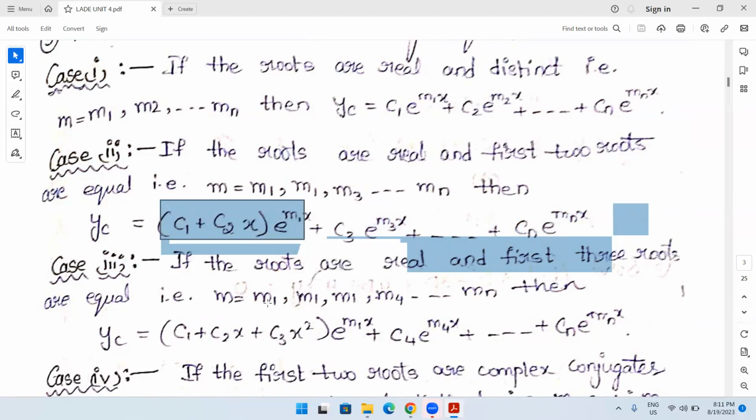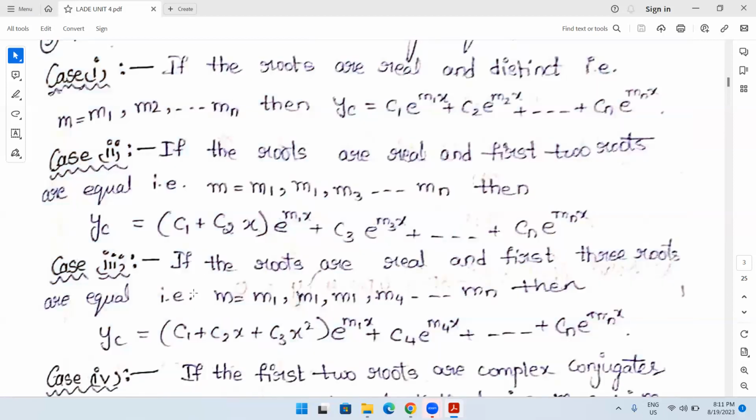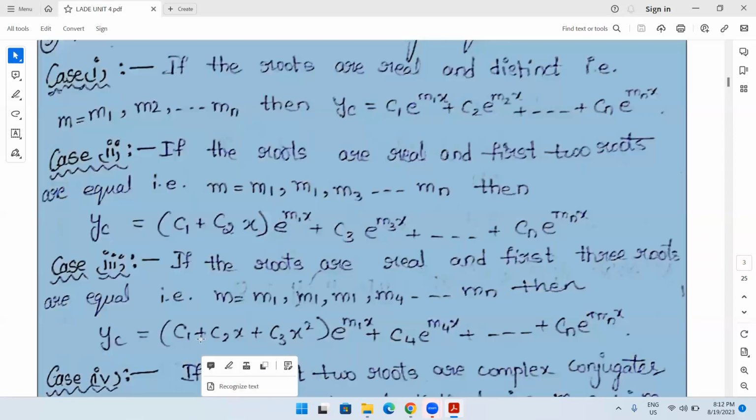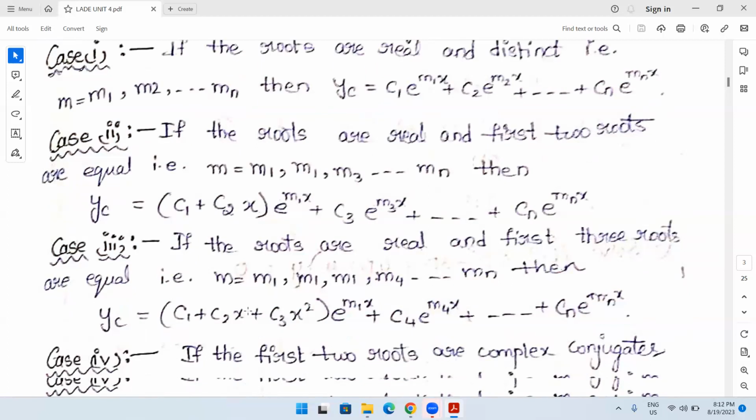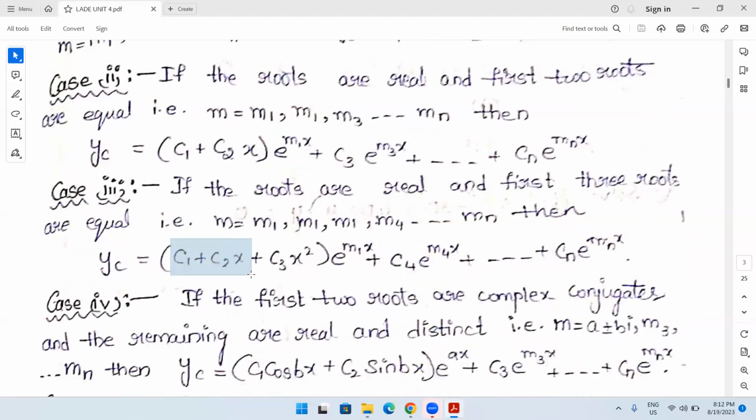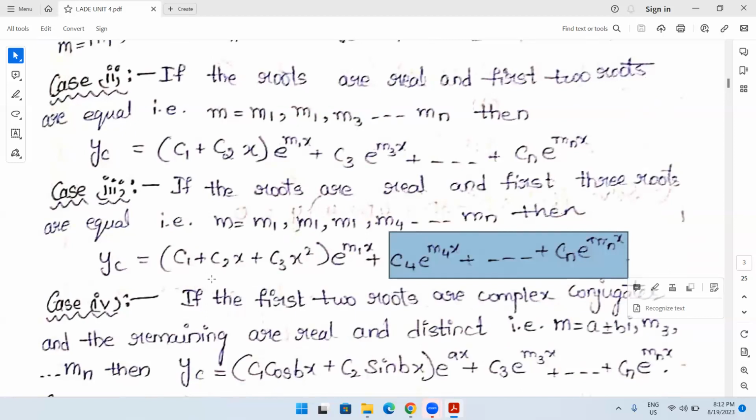The third case, if three roots are equal, the first three roots are equal, that is m2 is equal to m1 as well as m3 is also m1. So m1, m1, m1, and the fourth root onwards real and distinct. Then how do you write it? c1 plus c2x plus c3x square into e power m1x. So we write in the form of like this for the first three roots. The fourth root onwards, it's the same, common.